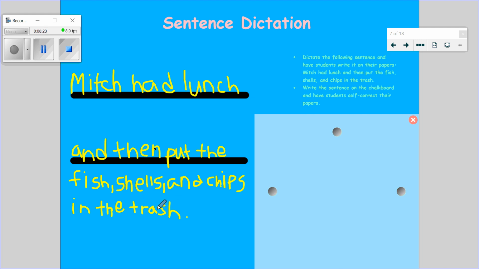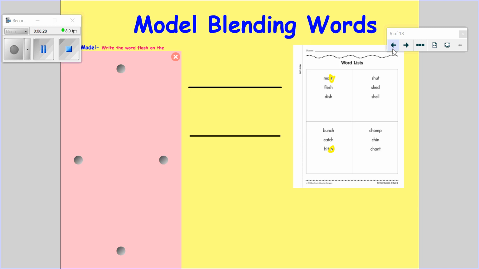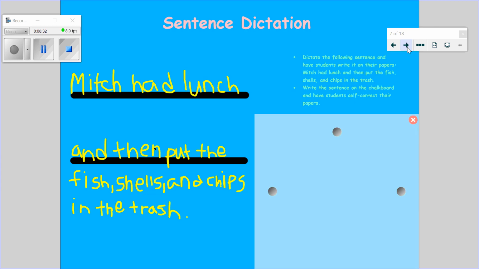What I want you to do is look at our word list and see how many words you can use in a sentence. Try to come up with 1 or 2 sentences and see how you can use words with digraphs in your sentences.